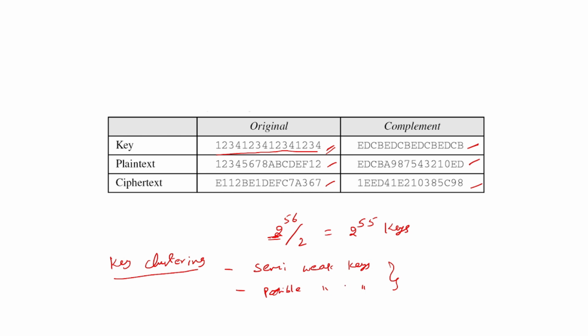So this is about weaknesses in DES. Mainly there are 2 categories: weakness in cipher design and weakness in cipher key. I hope you understood.